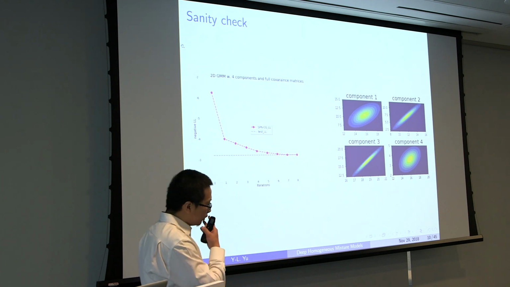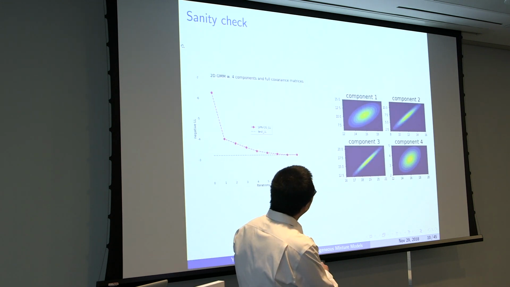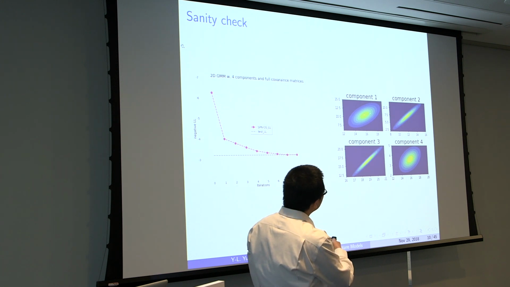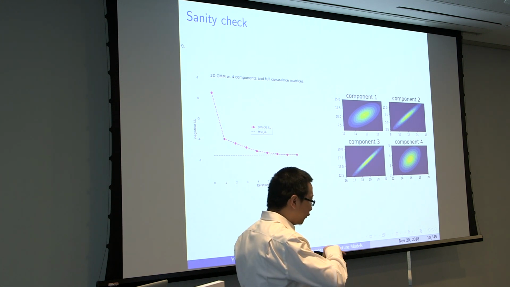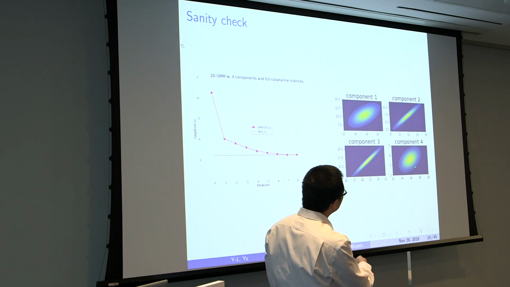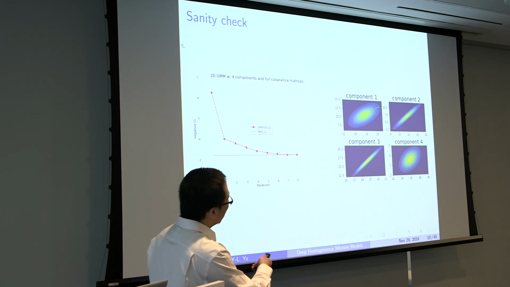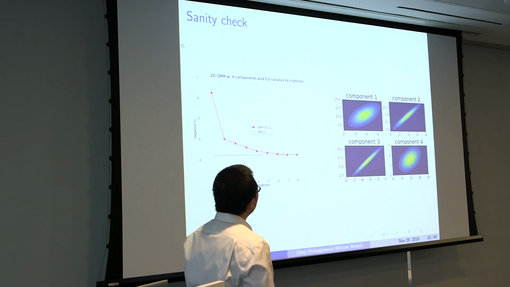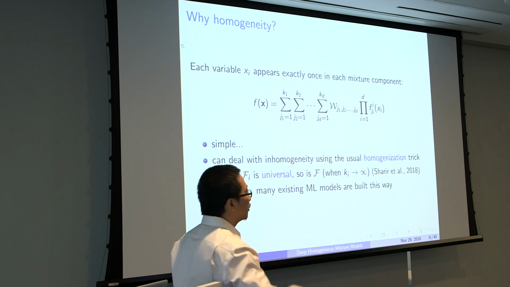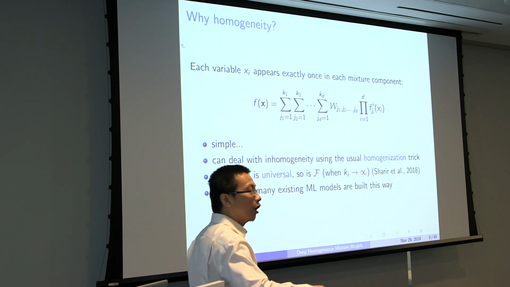This is a very quick sanity check on why this is useful. Here I'm giving you a very simple example. I have a mixture of normal distributions. I have 4 normal distributions, and they have full covariance matrices. This is the covariance matrix of component 1, and the covariance matrices of components 2, 3, and 4. Now what we're going to do is take this mixture model, generate samples, and then learn a homogeneous mixture model using this training data. The algorithm we use to learn this homogeneous mixture model, I'll give in the end.